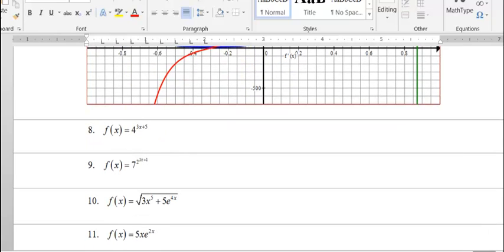Alright, so we've got a couple of exponential functions coming up and some other functions down here. Again, look at this next one and then come back after you've done it and watch the next video to see the solutions to it.